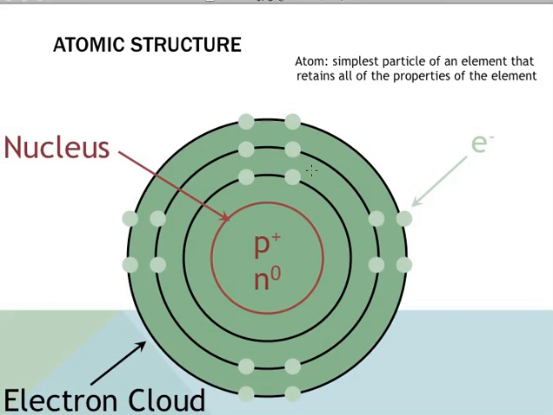But so each atom looks something like this. In your atom reading that you guys did, this is what they were trying to design or figure out, the structure of an atom. What do they actually look like? So an atom is the simplest particle of an element that retains all of the properties of the element. In the middle, this region here, there's the nucleus. So just like in the middle of a cell, there's a nucleus. In the middle of an atom, there's the nucleus. The protons and the neutrons are in the nucleus, and the electrons are in the electron cloud around that.